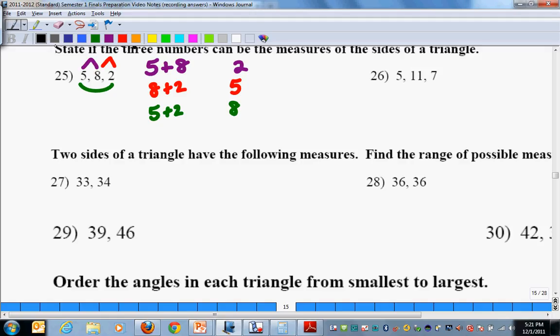In order for this to be a triangle, all the additions on the left must be greater than the third. This is going to be 13, so of course that's greater than 2. This is 10, that's greater than 5. This is 7, that's less than 8. So for number 25, it is not a triangle.